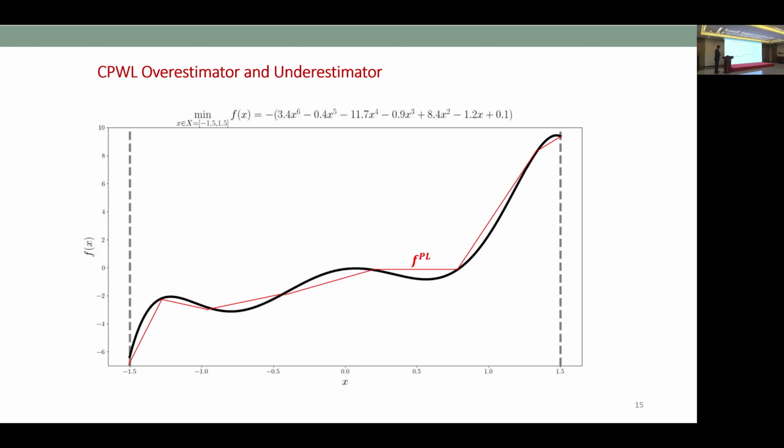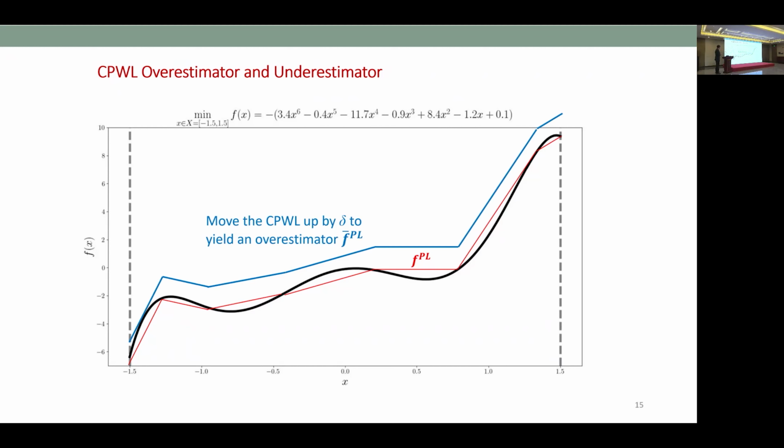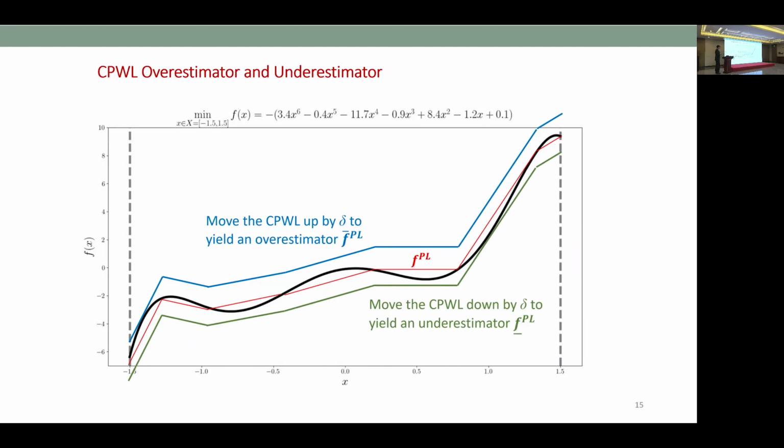Let's assume we have a non-convex function and we already have a delta approximator for it. Now, if we move the piecewise linear function up by delta, we're guaranteed to have an overestimator of the original function, because we know the maximum error is delta. Similarly, if we move it down a little bit, we will have an underestimator.